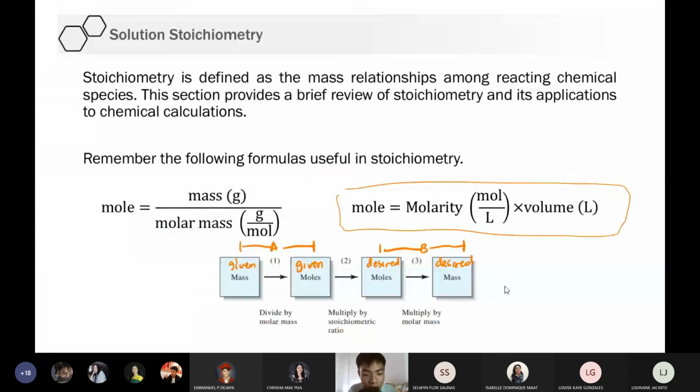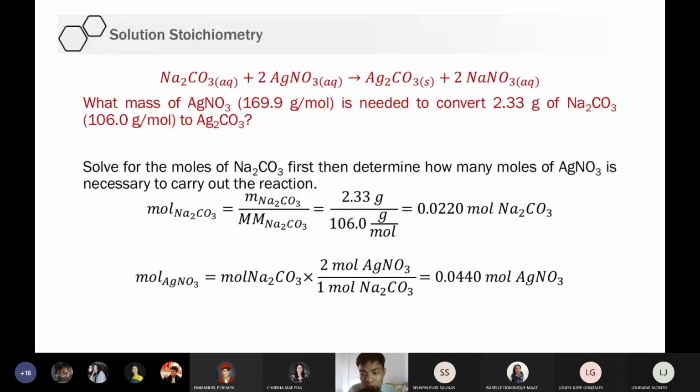So, let's have a few examples. Mabilis lang tayong tingin. Next meeting, dun tayo mag-actual solving talaga. Kaya nilagay ko na lahat ng solutions dito all at once. Okay? So what mass? Given the balanced equation. By the way, balanced equation dapat. Pag hindi balanced, i-balance. What mass of silver nitrate is needed to convert 2.33 grams of sodium carbonate to silver carbonate?